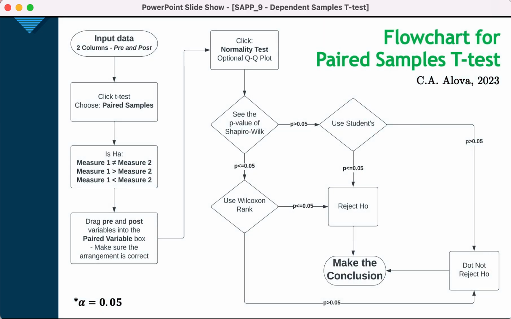This is the flow chart that I made, especially if you're using software, particularly Jamovi. Hopefully this will help. If there's no question regarding normality, we're going to make use of Student's t-test. But if there is a violation in the assumption of normality, we're going to make use of the Wilcoxon rank test. And the same follows.